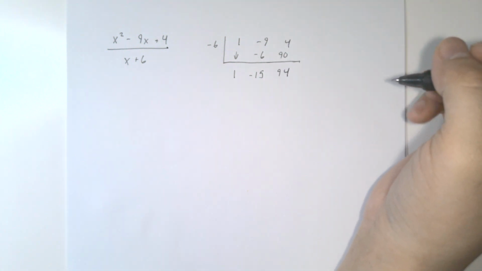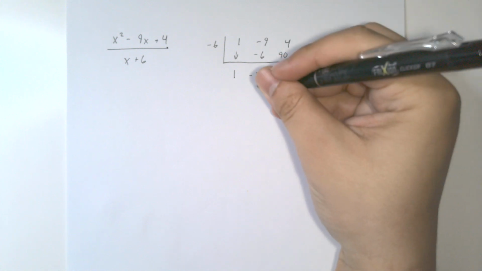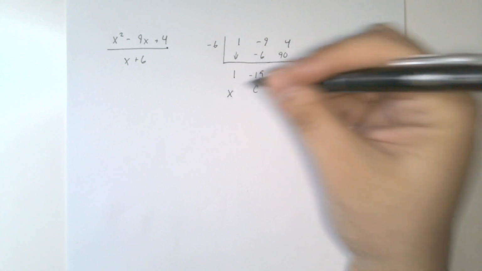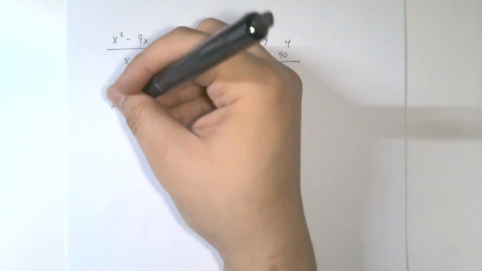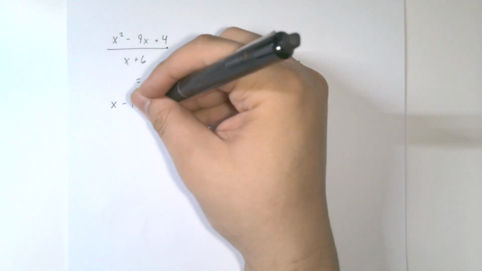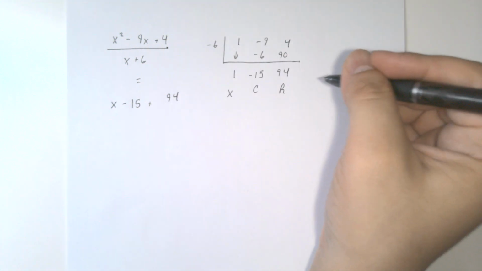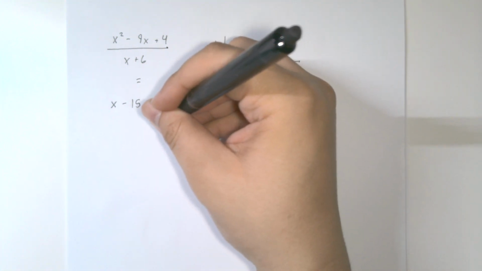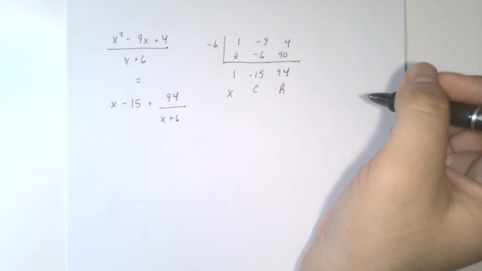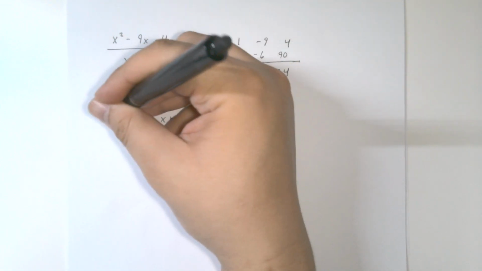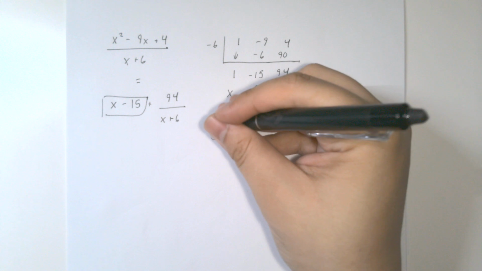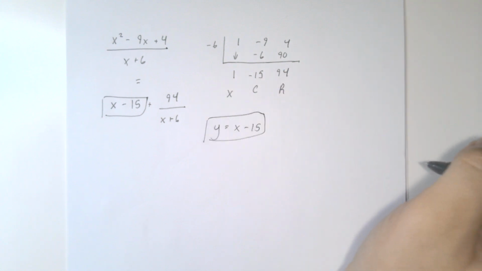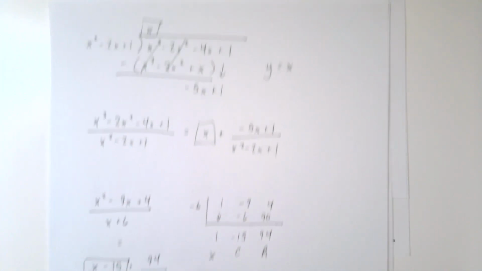So remember, this is our remainder, this is our constant term, and this is our x term. And so we say that the answer to this is x minus 15 plus, in this case, we did have a remainder, so 94 divided by x plus 6. But since all we wanted was the equation of our slant asymptote, this part right here is all we needed. So y equals x minus 15 is the equation for our slant asymptote. Okay, let's look at the next one.